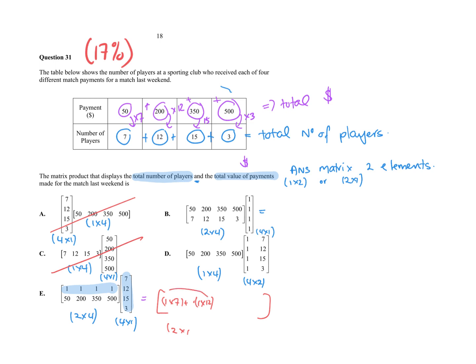So that will be my first element. Then if I look at the second row, I'm going to go 50 times 7 plus. That's exactly what I want, isn't it? That's saying what I want to happen. So this ends up being the answer. So these are manual multiplication questions.